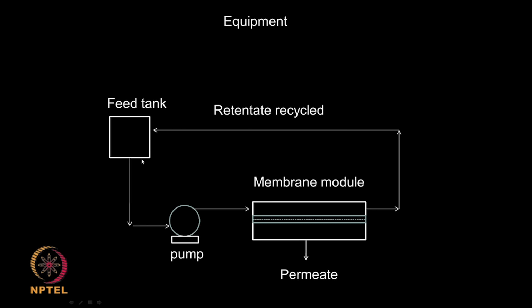You have a feed tank, and then you take it through a pump, to a cross flow module. This is called the permeate, and the other stream is called the retentate. Whatever does not pass through the membrane is called retentate, and whatever passes through the membrane is called permeate. We can keep doing this many times until the solution in the feed tank becomes very concentrated.